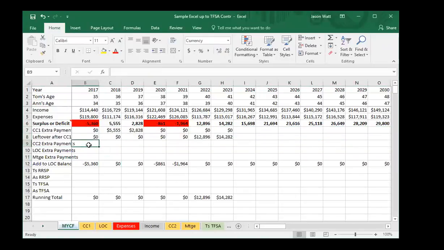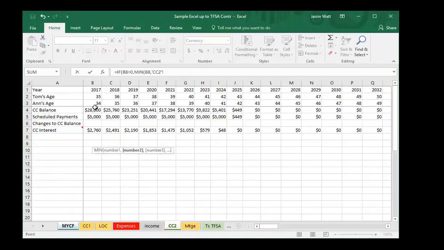Okay, so now credit card 2 extra payments. And really, I'm going to use the same type of formula we used up here, where I say, all right, so if this amount now is greater than 0, then we're going to use this amount to pay down the credit card. So now, if that amount is greater than 0, which it's not in this case, but it will be later on, then we're going to use the minimum of that amount, or as we previously did, the balance that we see on credit card 2.